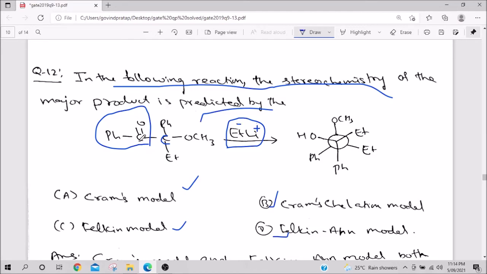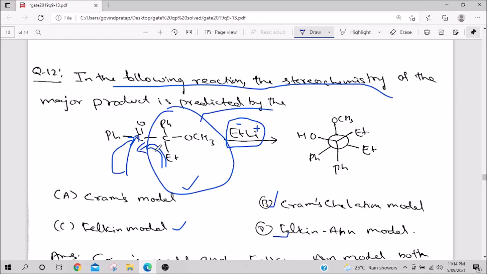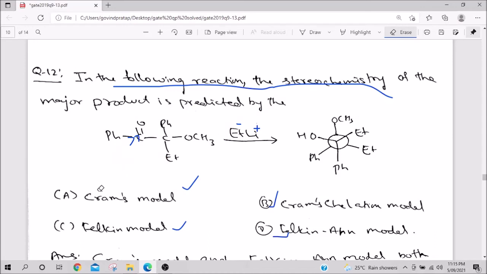Now, Et can attack the carbonyl, please understand this part. Et minus can attack this carbonyl either from outside the screen, so from towards the viewer, or it can attack from behind the screen, so away from the viewer. Because the chiral center is there, one of them will be preferred, either it will prefer more from the front or more from behind, and that is what gives you stereoselectivity. It does not give stereospecificity, not only one, it will give both, but one will be more favored. So, one will be major, the other will be minor.